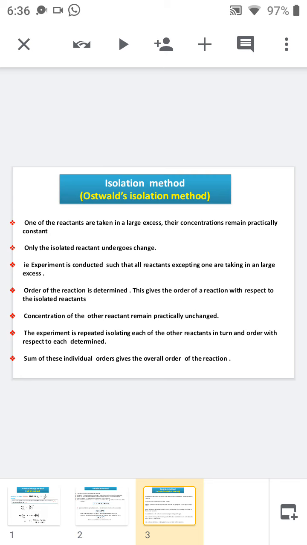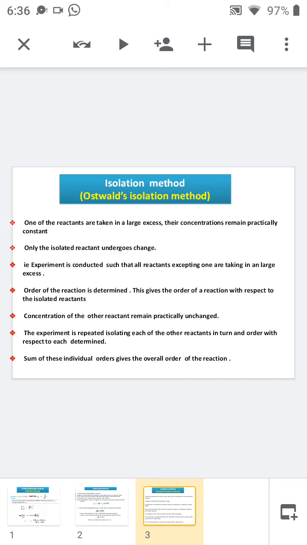So the order of the reactant is determined, and this gives the order of the reaction with respect to the isolated reactant. The concentration of the other reactants remains practically unchanged. Then the same experiment is repeated, isolating each of the other reactants in turn, and the order with respect to each is determined. Then the sum of the individual orders gives the overall order of the reaction.